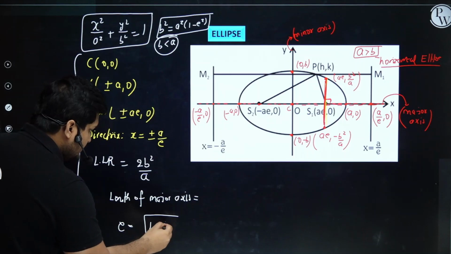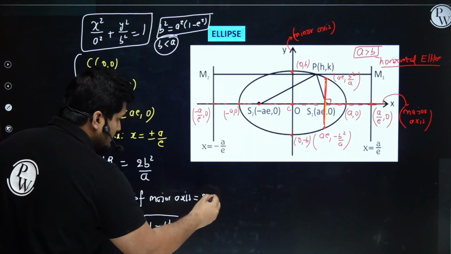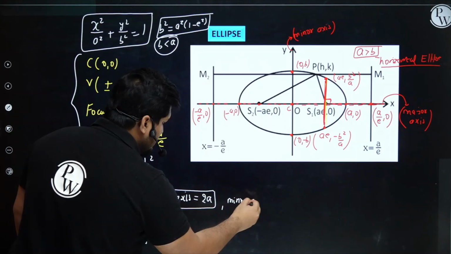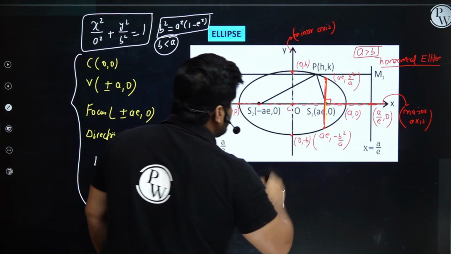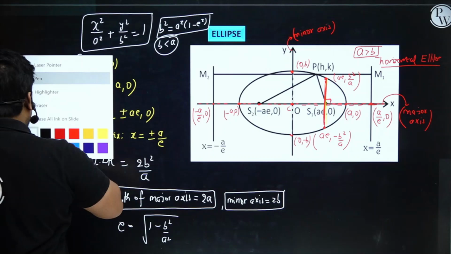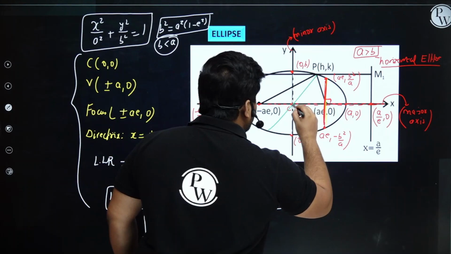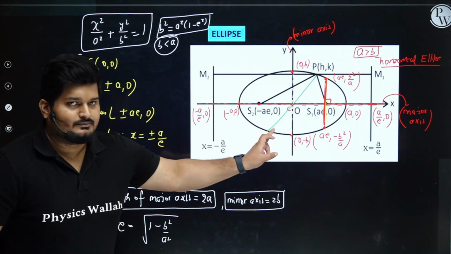So the length of the major axis will be equal to 2A, and the length of the minor axis here will be equal to 2B. This is the minor axis. If we talk about any diameter of this curve, any chord which is passing through the center, like this, is a diameter. If it is passing through the center, this is the diameter. Any chord passing through the center will be a diameter for the ellipse.